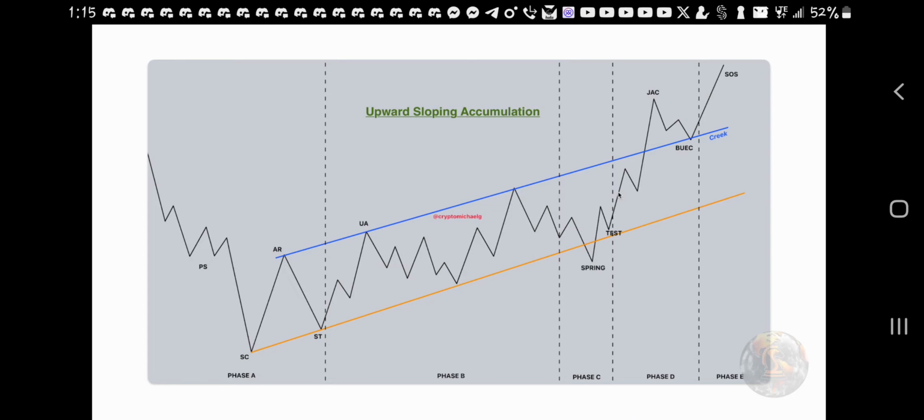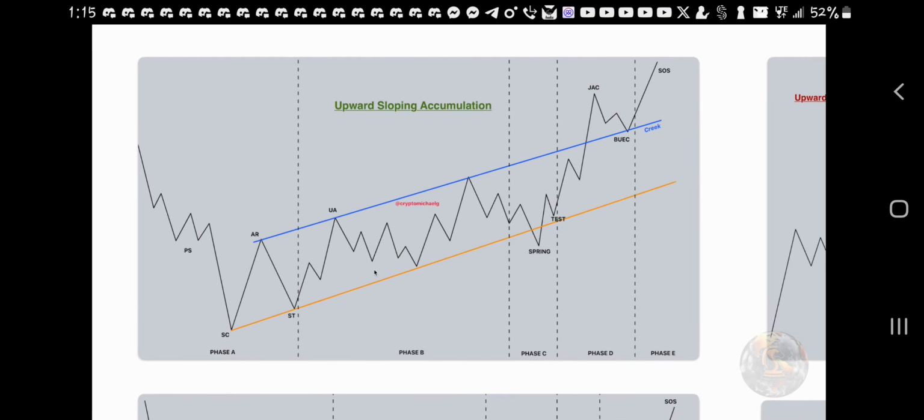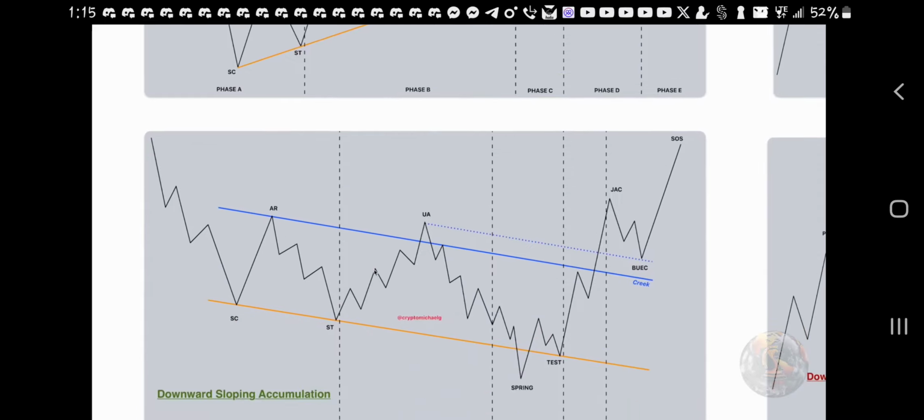But even still, you need to be mindful because this could also still be distribution, as I'll talk about in a moment, which is why you wait for the jump across the creek, the back up to the edge of the creek, and then you trade on show of strength as a breakout because this was an upward sloping accumulation. So that's how it looks. You've got all your elements of Wyckoff within that, and that is one way you can trade an accumulation on the upside. Let's look at downside accumulation.